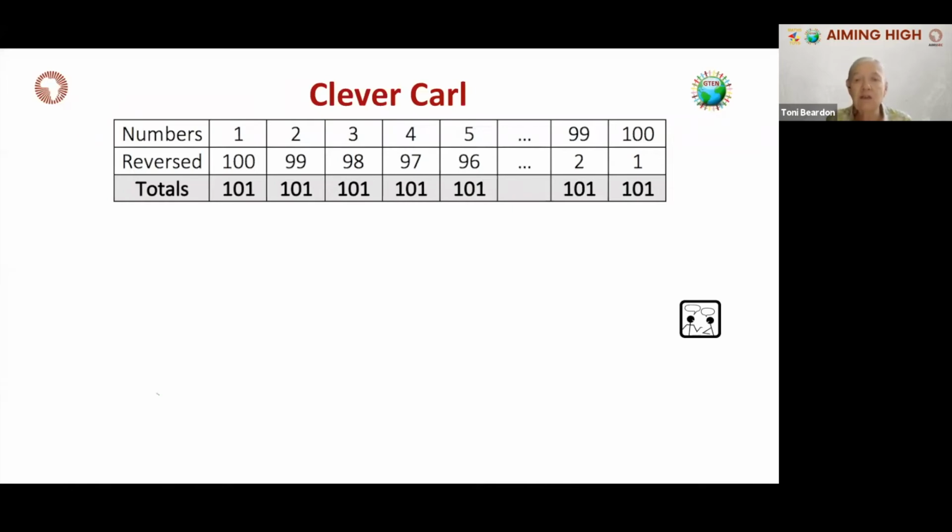So what he did was he thought about reversing this sequence, and if he wrote down 100, 99, 98, 97, 96, counting down to 2 and 1, he thought, well, each time if I add 1 to 100, 2 to 99, 3 to 98, 4 to 97, and so on, every time I'm going to get 101. So the answer must be 100 times 101 divided by 2, because I've added the sequence in twice, and so the number is 5050.